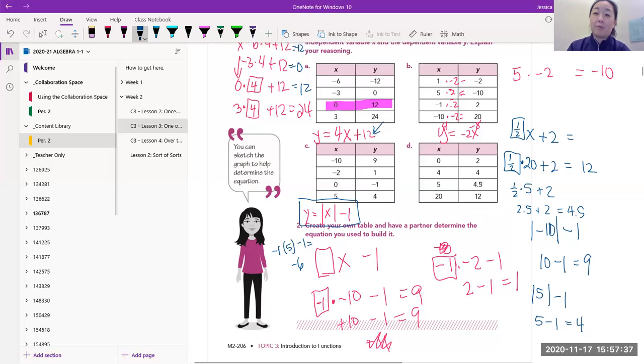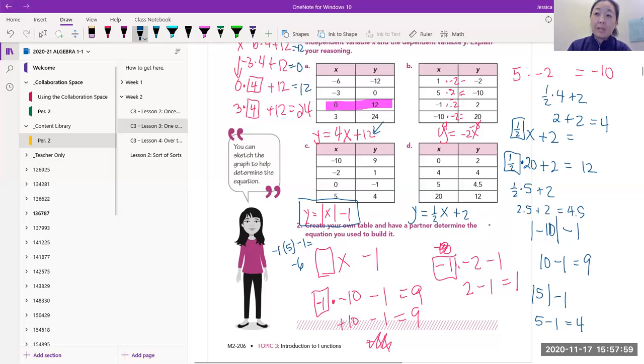Okay, and we'll try that one more time with the 4. So 1/2 times 4 plus 2. So what's half of 4? Well, half of 4 is 2. 2 plus 2 is equal to 4. Yes, so we got this. So this is going to be 1/2 x plus 2. And that's going to give us the y.